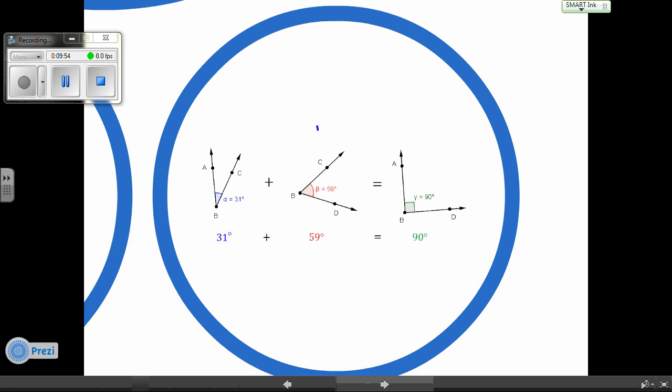Here we have non-adjacent complementary angles. You can see 31 plus 59 does indeed equal 90 degrees, showing you their non-adjacent angles.